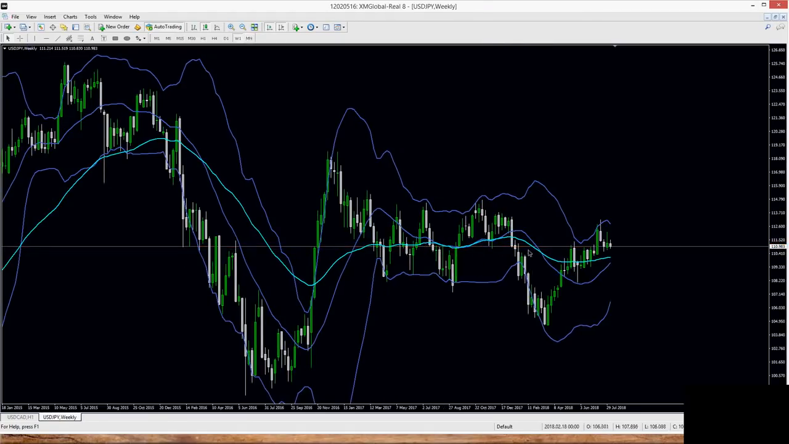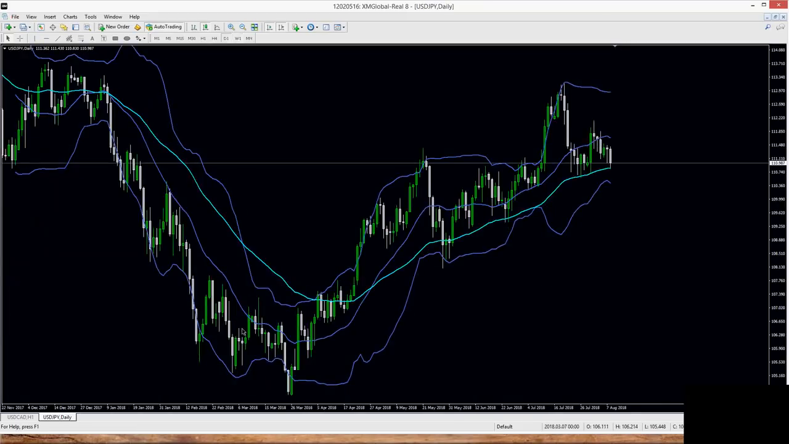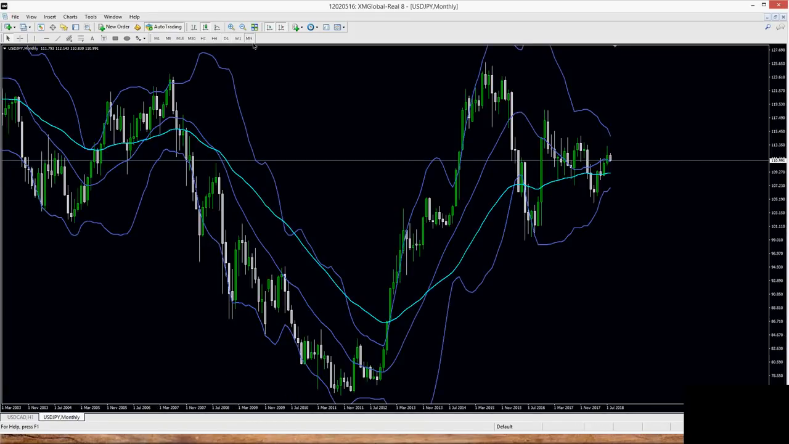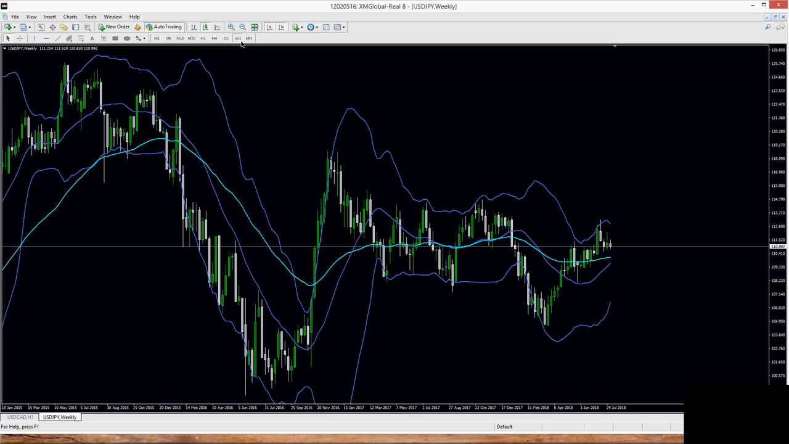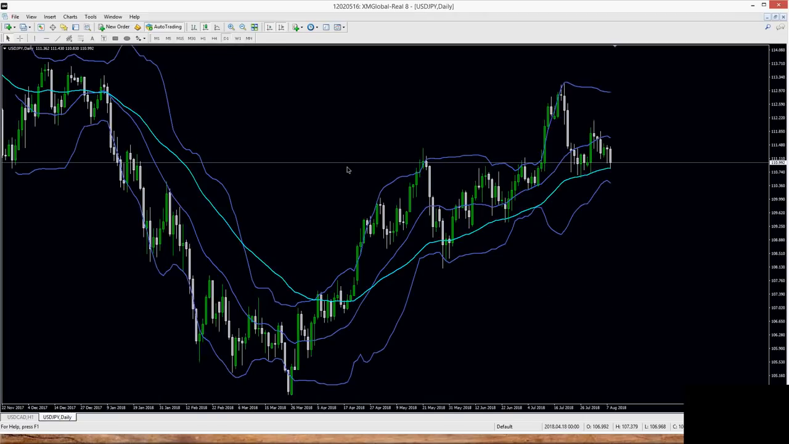Weekly is above mid BB, so there's a contrast between the trend on monthly and weekly. And when we go to daily, daily is still an uptrend. So when you have monthly an uptrend, weekly a downtrend, and daily an uptrend, there's a little bit of a confusing part on this one.